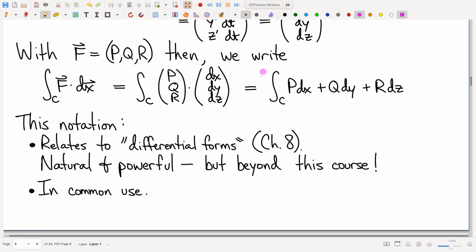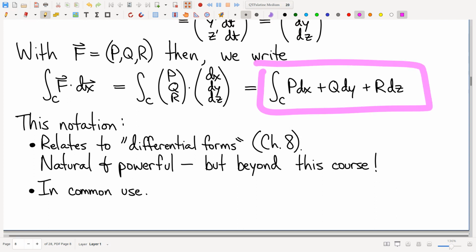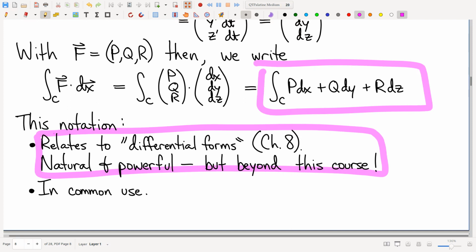The first good answer is that this honestly is a glimpse into some very powerful ideas. There's this thing called differential forms. You can take a look if you're curious in Chapter 8. Differential forms are a construction that's kind of abstract and opaque, but ultimately bonkers powerful. They're really important ideas, but I think they're beyond the scope of this course.